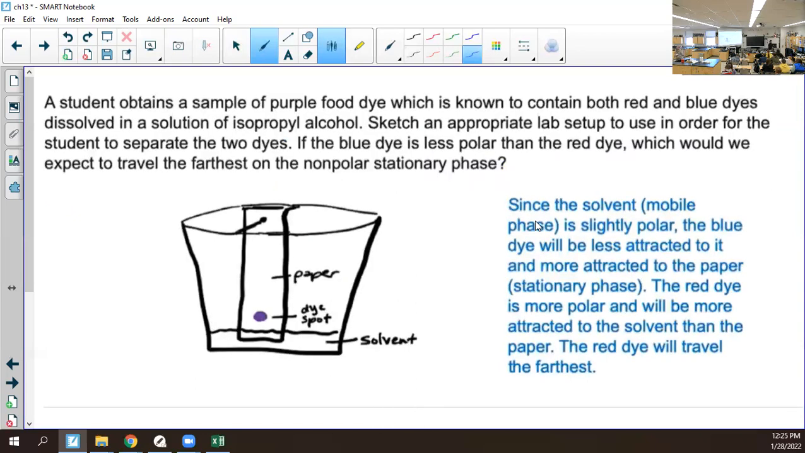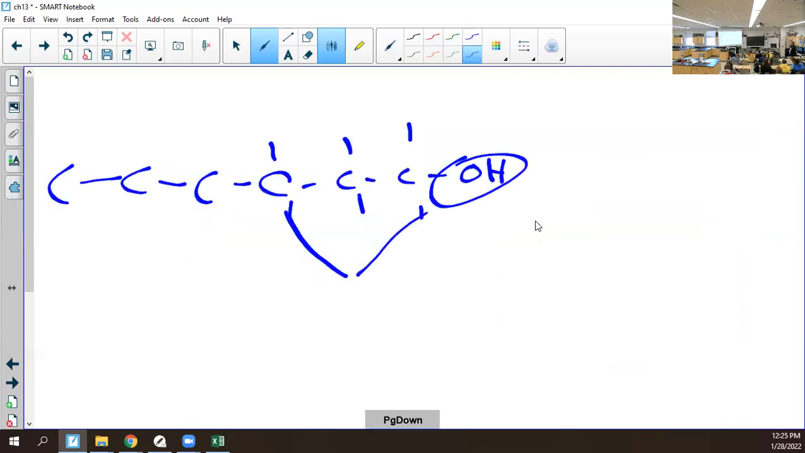The blue dye will be attracted to it, but more attracted to the stationary phase. The red dye is more polar and will be more attracted to the solvent than the paper. The red dye will travel the farthest. Are you all right reasoning through that? Okay.